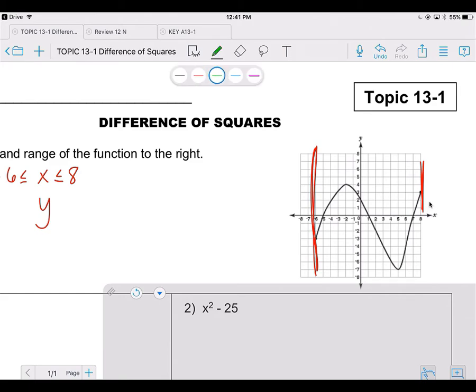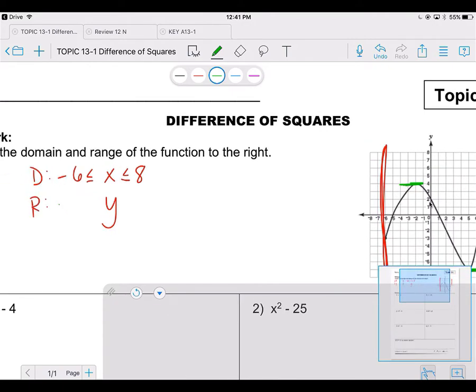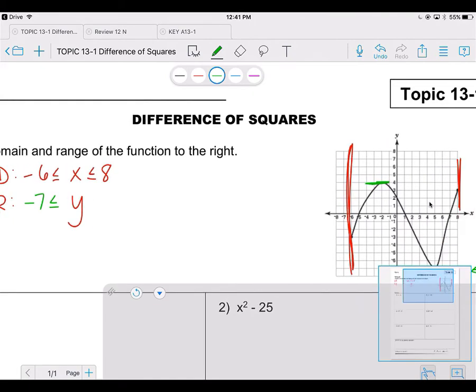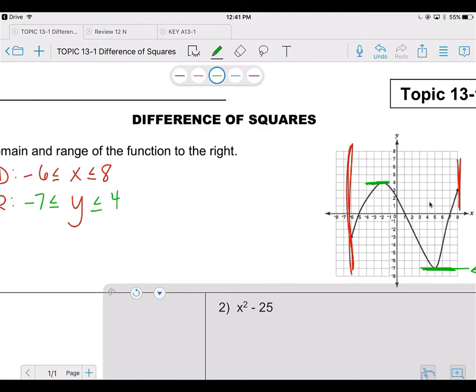So our range goes from bottom to top because our y's go top to bottom. So our y's go all the way down here to -7. At -7, there is no hole, there is no lack in value, so we put a line under the inequality. And then my y's go all the way up to 4, and at 4, there is a value, okay? So pretty much, when you're looking at domain and range of functions like these, there's a value unless you see something like a hole in the graph.